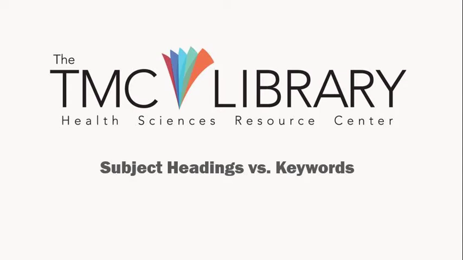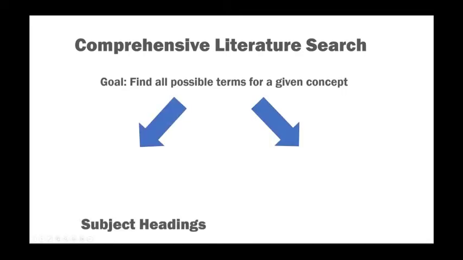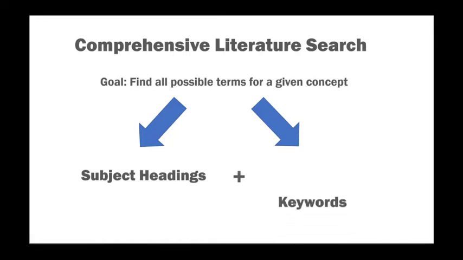When conducting a comprehensive literature search in a medical database, the goal is to identify as many relevant articles as possible. In order to do this, it's important to spend some time finding all possible terms that might be used to represent each concept in your research question. Our goal during this process is to identify both subject headings and keywords for each of those concepts.